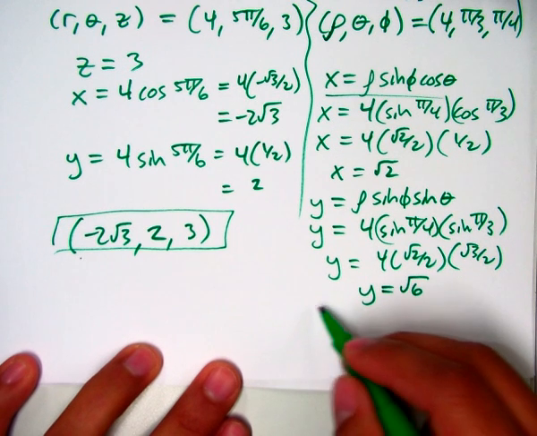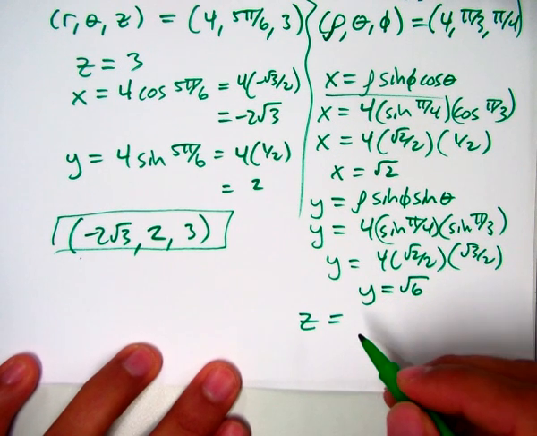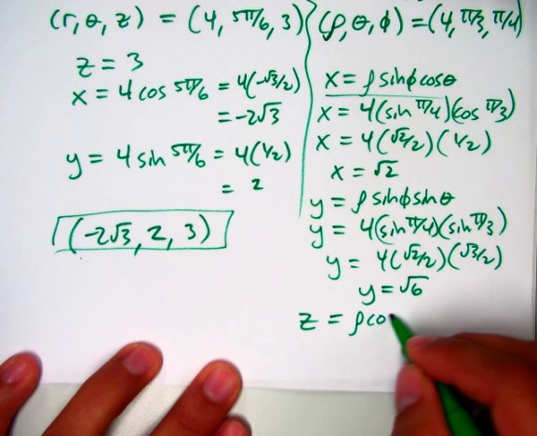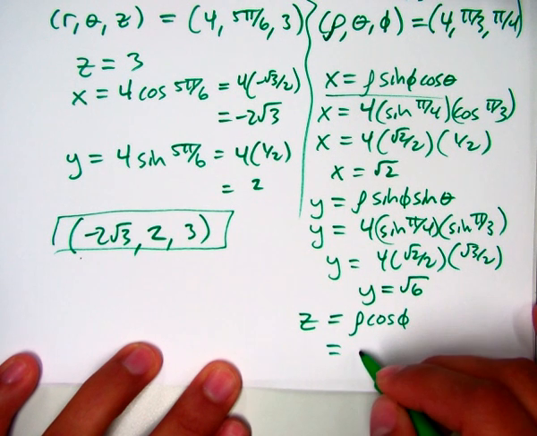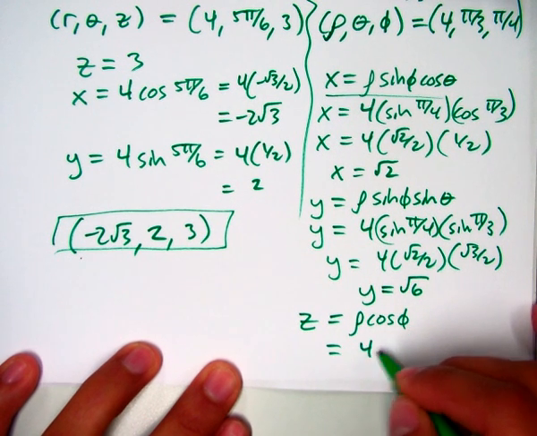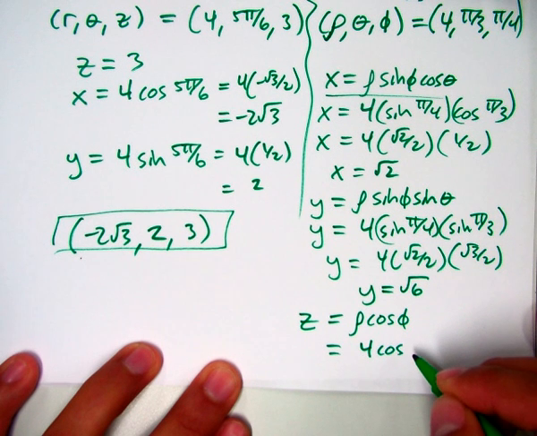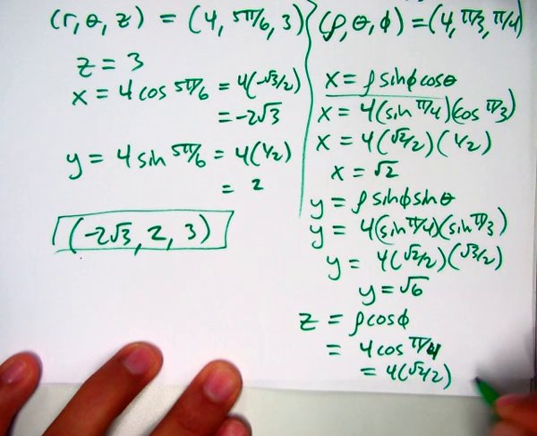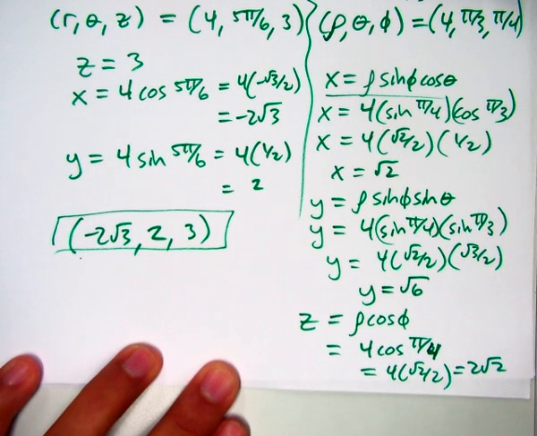And now z was just rho cosine phi. So that one's easy. Rho is 4 cosine of phi. Phi was pi over 4, whoops, I don't know why I wrote 2. So 4 times root 2 over 2 is 2 root 2.